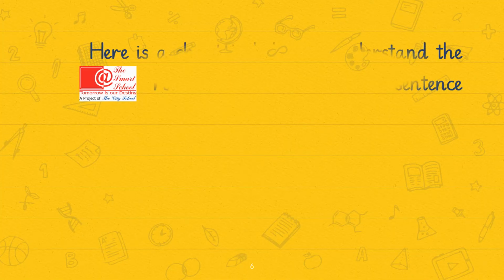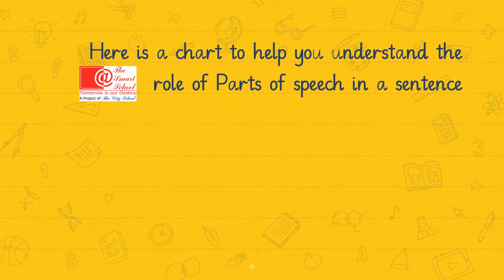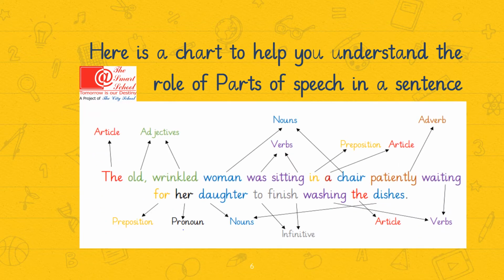Now let's look at this chart that is showing us all the parts of speech that could be there in a sentence. Now let's read the sentence first and then we will talk about each part of speech in there. The old wrinkled woman was sitting in a chair, patiently waiting for her daughter to finish washing the dishes.